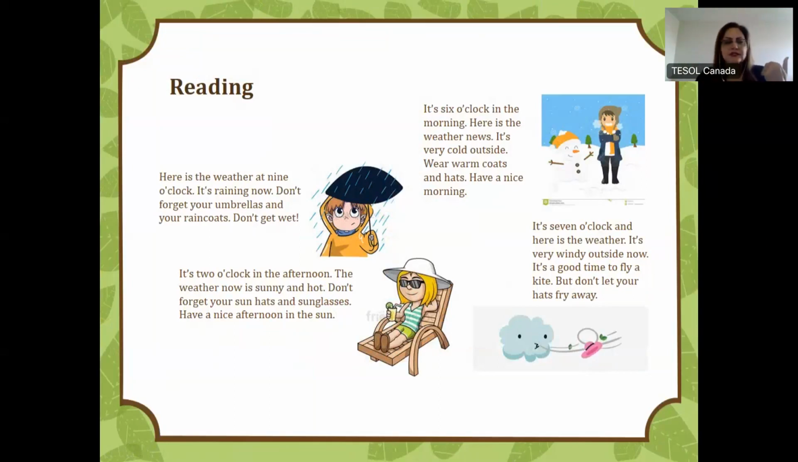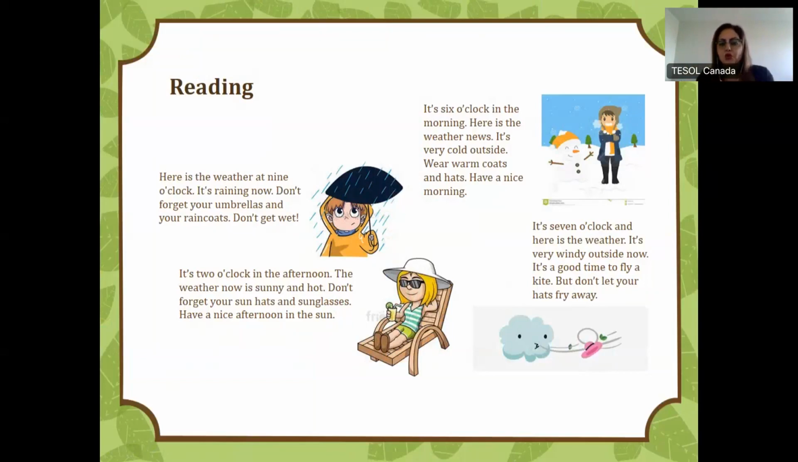And say in the morning it's sunny. Actually, it is sunny. It's not very cold. You don't need to wear your hat, but it's good to wear a light jacket. And you have to wear your sunglasses.